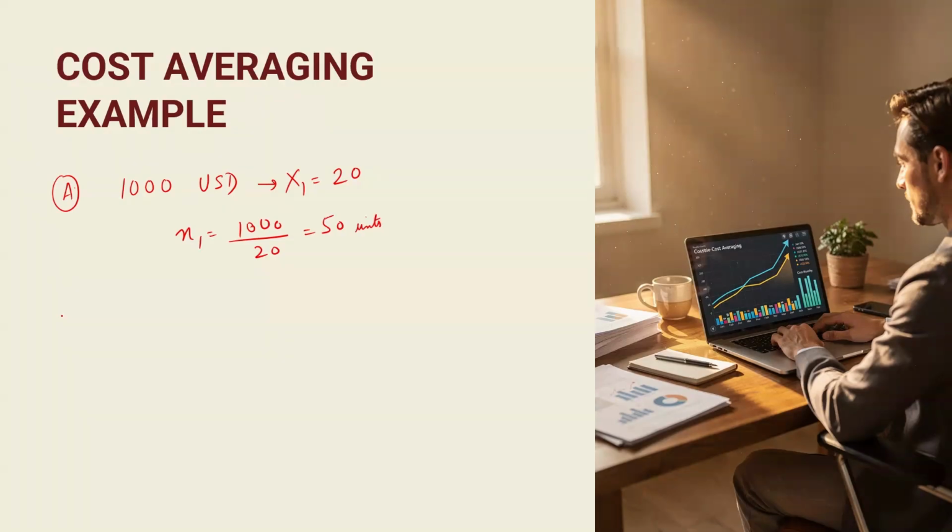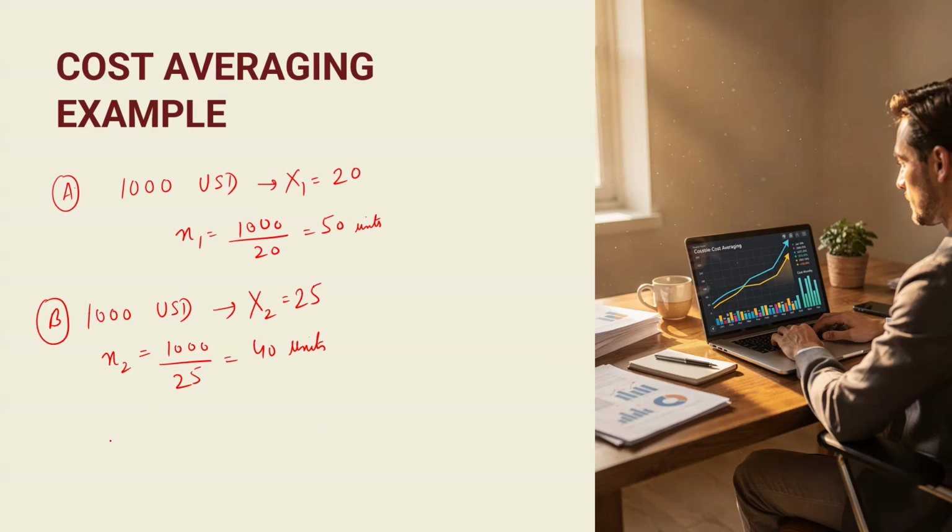Then let's say we again invest the same amount of money. We again invest $1,000, and this time the price is not 20 now. This time the price is 25. So what is the total number of units that we have bought this time? 1000 divided by 25, which is nothing but 40 units, right? So overall, how much did we invest in total? We invested $2,000 in total.